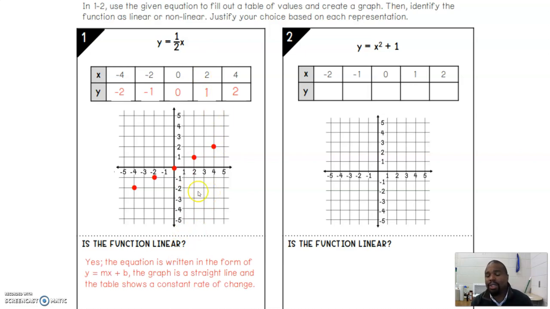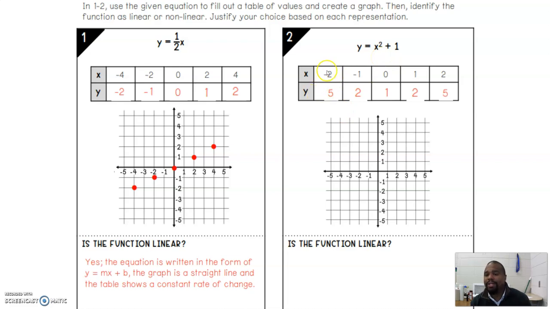Now, if we look at number 2, we're going to do the same thing. We're going to substitute x for our values here. -2 to the second power is 4, and 4 plus 1 is 5. -1 to the second power is 1, and 1 plus 1 is 2. 0 to the second power is 0, and 0 plus 1 is 1. 1 to the second power is 1, and 1 plus 1 is 2. 2 to the second power is 4, and 4 plus 1 is 5.